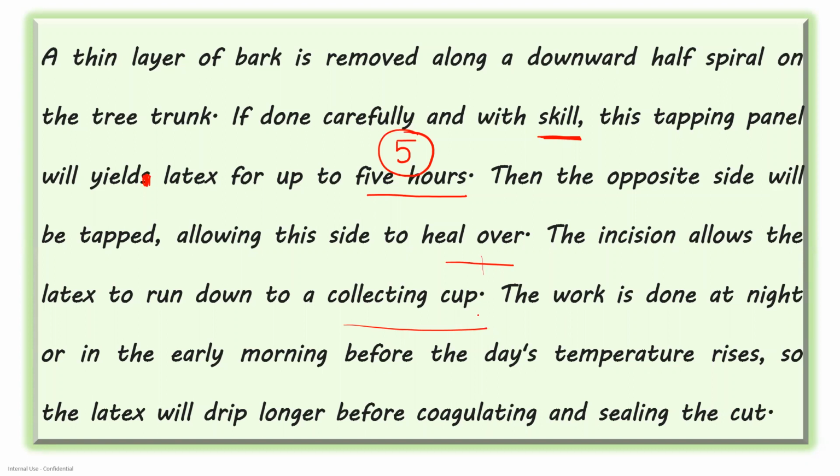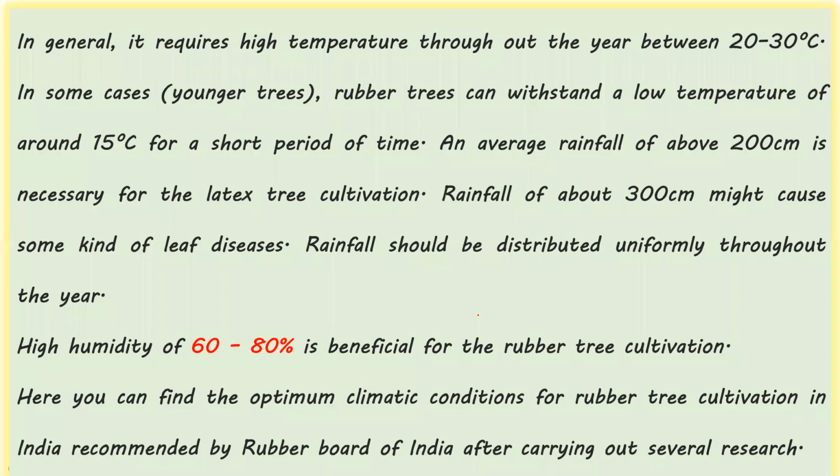If the latex is exposed to very high temperature, what happens? The latex coagulates. And once it solidifies, it will block the incision, or it will block the channel. And what will happen as a result? There will be no flow of latex downwards. Understood? Yes. In general, it requires high temperature throughout the year between 20 to 30 degrees Celsius.